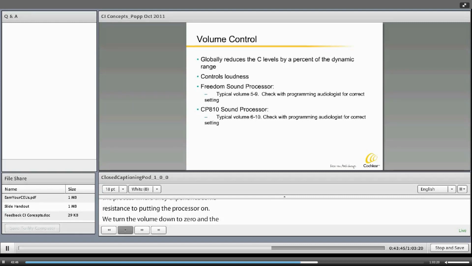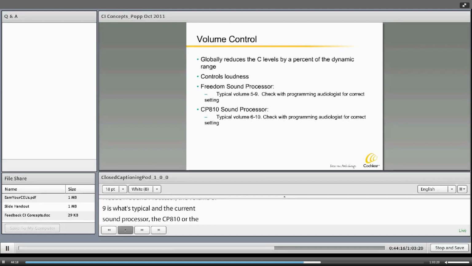And that is sometimes the situation for children very early on in the process where they experience some resistance to putting the processor on. We turn the volume down to 0, and the idea is, oh, well, there's no sound there, so they should be okay, and yet they still have a little bit of a negative response. So just keep that in mind, and certainly that kind of behavior should not occur.